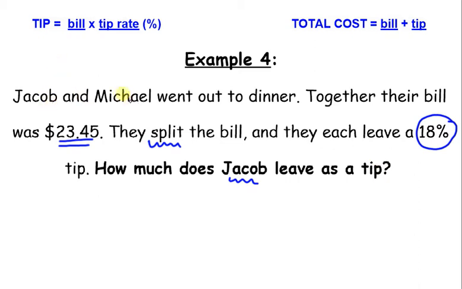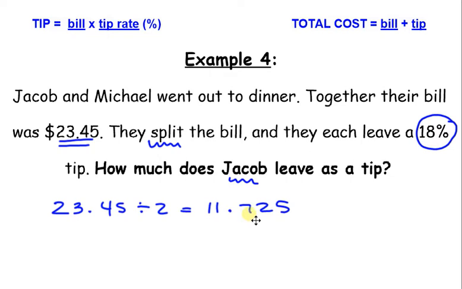So there's a couple different parts to this problem. So the first thing is we have Jacob and Michael. So that's 2 people. This is their total bill. First, we need to split the bill into 2. So $23.45 divided by 2. Go ahead and calculate that. And you should get 11.725. Okay? So this was Jacob's share, and this was also Michael's share.